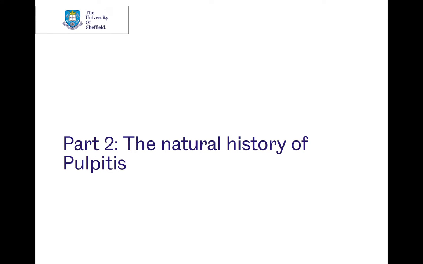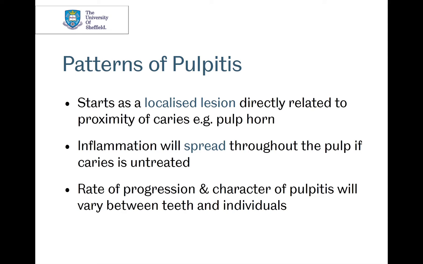In part two of this lecture, we're going to have a look at the natural history of pulpitis, really explaining how the disease progresses and develops, particularly if the cause is not removed. So as you can imagine, when the inflammatory process starts, it does so particularly in relation to whatever cause has caused it. So if it's a carious lesion, the initial point of the pulpitis will be a localized lesion directly related to these tubules that are affected by the carious lesion.